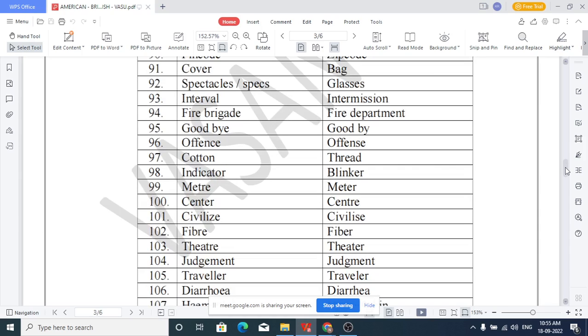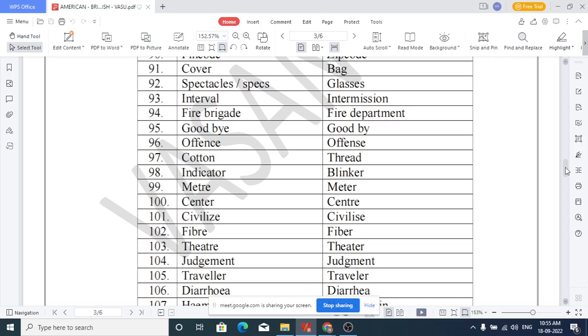Cover, bag. Spectacles, specs, glasses. Interval, intermission. Even in the movies, they will give an interval, no? Sometimes in some theaters I have seen intermission. Have you seen this in movie halls? Yes, sir. Okay. Next.